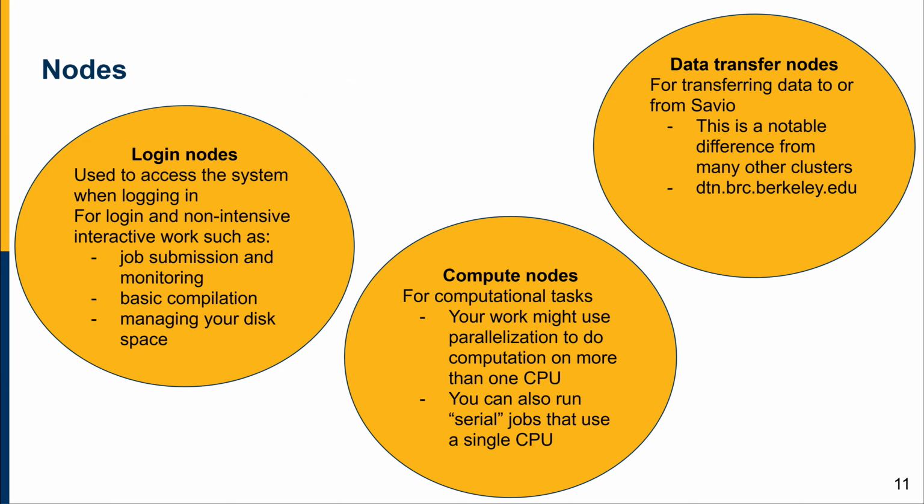The third kind of node is a data transfer node, which is a difference from many other clusters. It's used for transferring data from one area of Savio to another, or on and off of Savio, like from your personal computer or from Google Drive or another kind of cloud storage service.